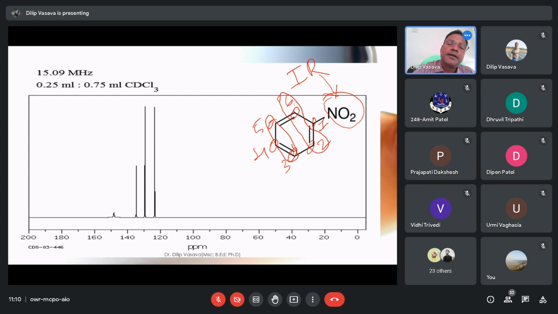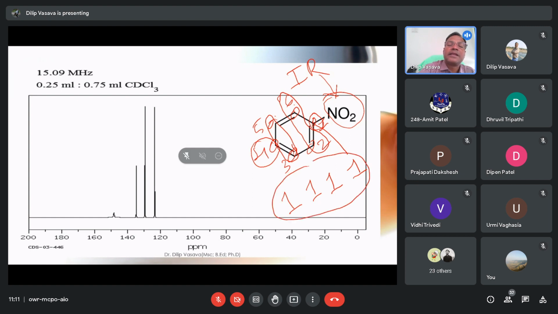And this is not equal. So you will get a different peak for this carbon atom, and a different peak for carbon number 1. So how many peaks can we observe? This is one of the peaks: 2 and 6, one peak. 3 and 5, one peak. And the fourth is the other carbon atom, one peak. So the total number of peaks we will observe is 4. Correct? The total number of peaks observed is only 4.